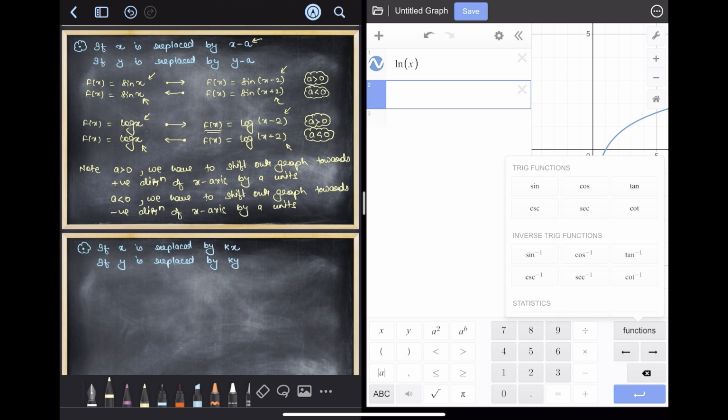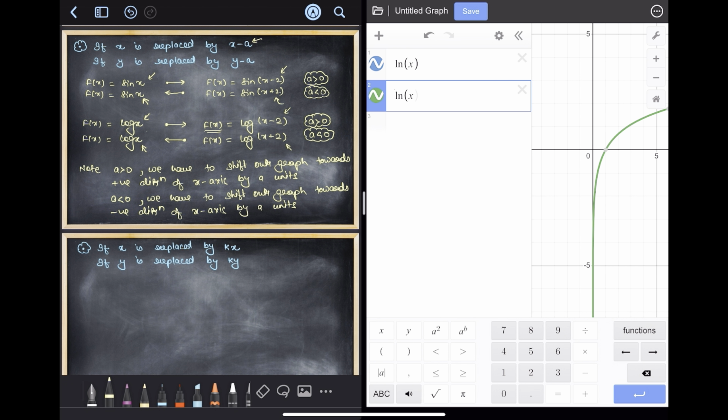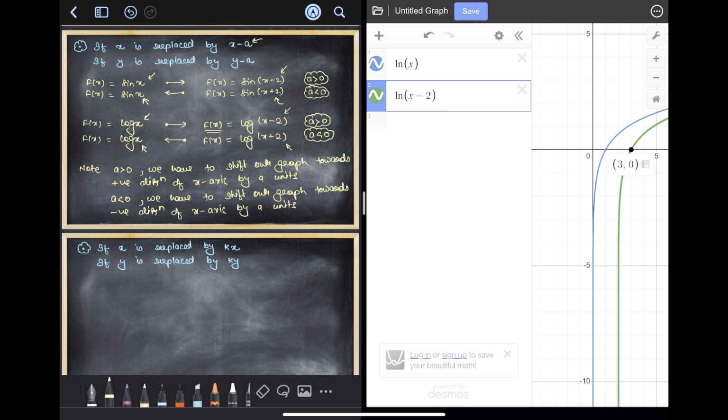So look at here. We have ln(x - 2). Look at here. Yes, it's correct. Right? So if we replace x with x minus a, and a is a positive number, you have to shift your graph towards the positive direction of the x-axis by a unit. Now on the same stage you have to observe what if a is negative. According to me the graph should shift towards the negative direction of the x-axis by a unit.